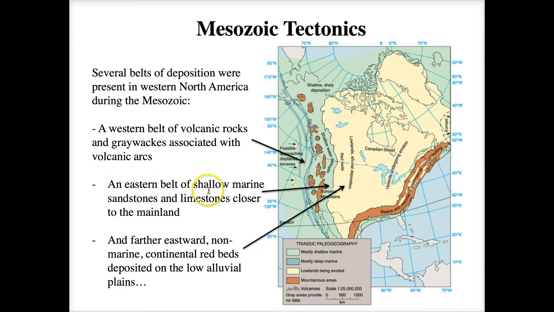Then there's an eastern belt of shallow marine sandstones and limestones, closer to the mainland. You're going to find this kind of stuff out through Nevada. And then finally, further east, non-marine continental red beds are going to be deposited on the low alluvial plains of the continent. Those are the rocks we're going to end up seeing around Utah.